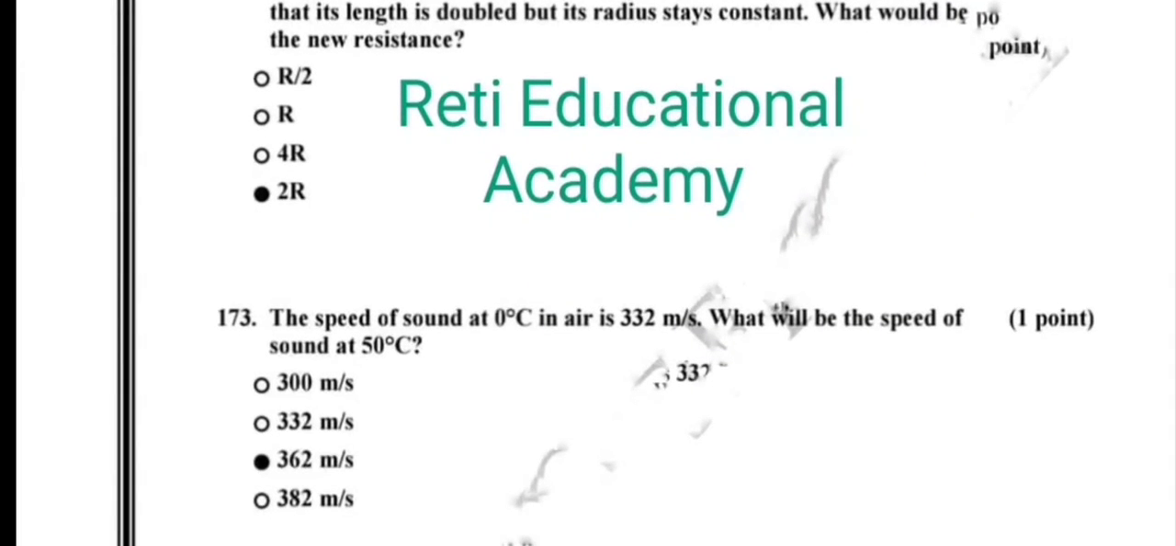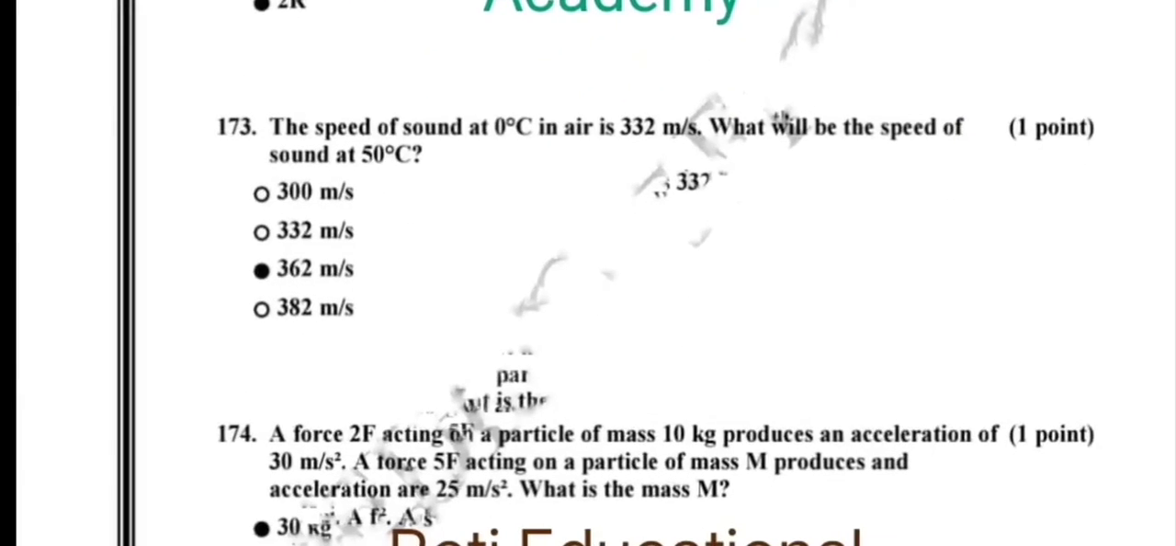Question number 173. The speed of sound at 0 Celsius in air is 332 meter per second. What will be the speed of sound at 50 Celsius? And the correct option is 362 meter per second.